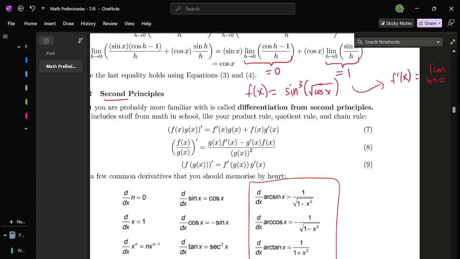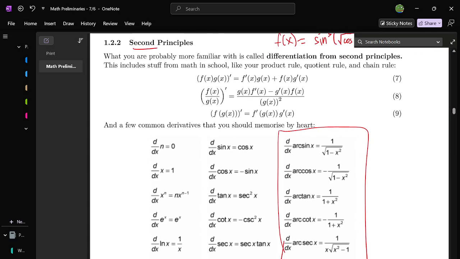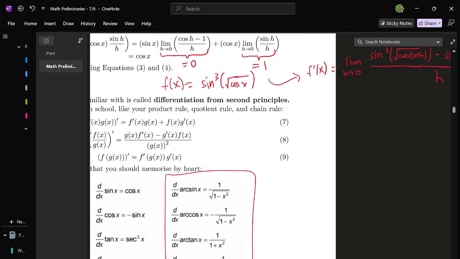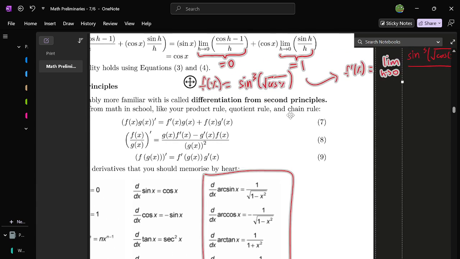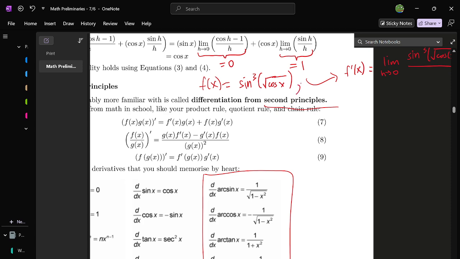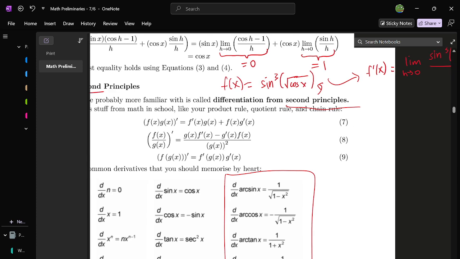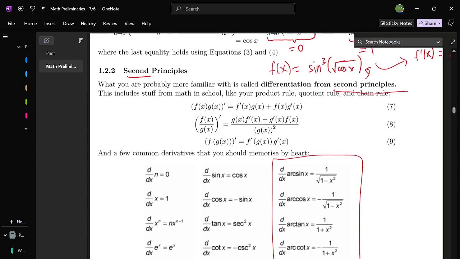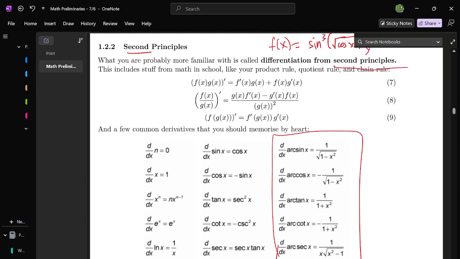So this is what we call the second principles, which basically are your quote unquote derivative formulas. So using this, you can differentiate things like this much easier because it just reduces back to a matter of using your chain rule and your common derivatives. So that's why second principles are likely more useful in physics.